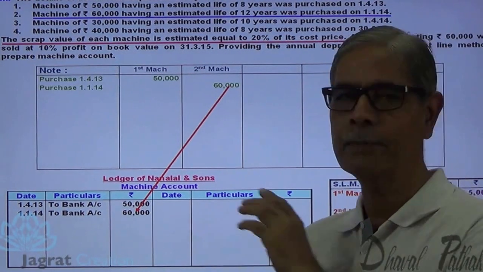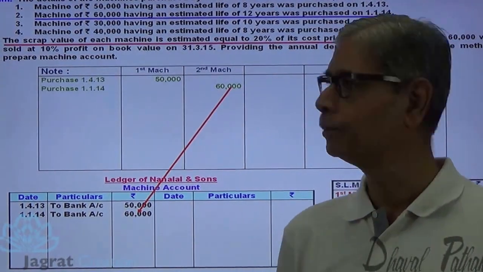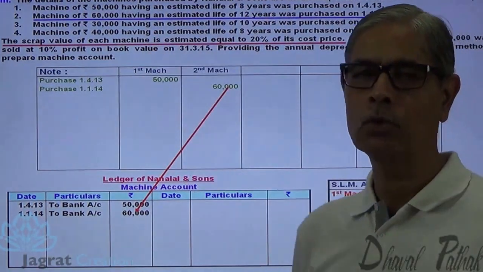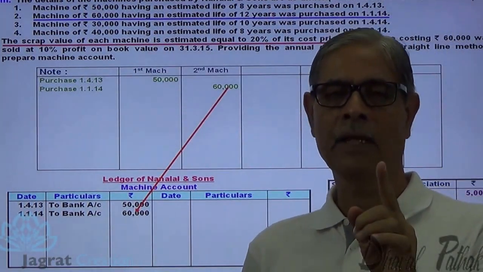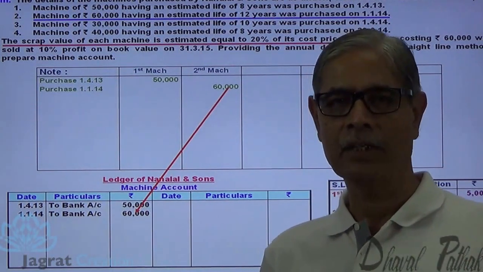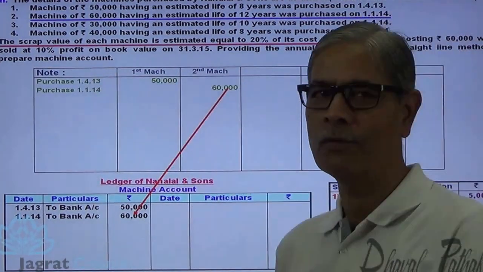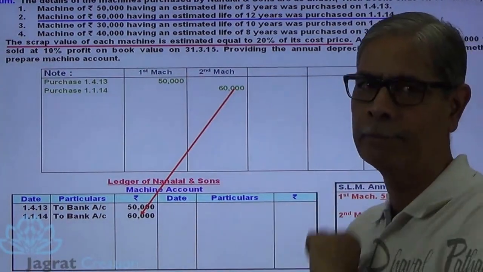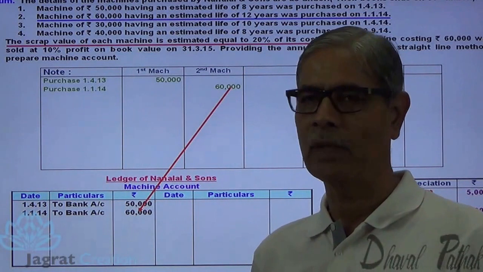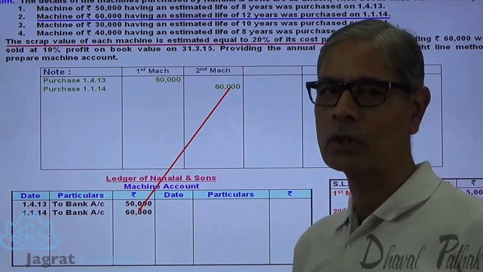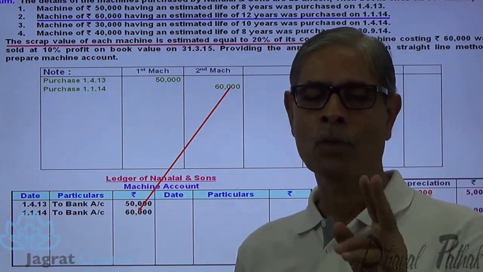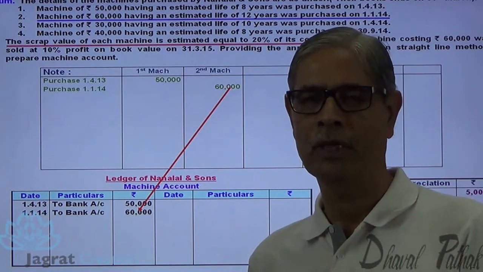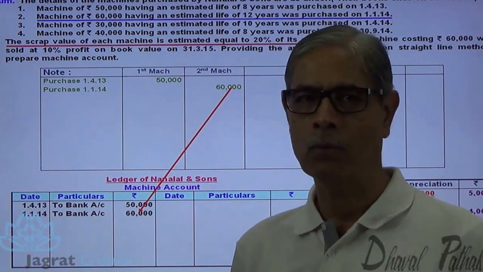Now these 2 machines purchased are used till the end of the year. End of the year is 31st of March. So 31st of March 2014 is the ending date of the accounting year. First machine is purchased on 1/4/2013, ends on 31st of March 2014. So 1 year depreciation will be provided. The second machine, purchased on 1st of January 2014, is used in the business up to 31st of March 2014. So 3 months depreciation will be provided.